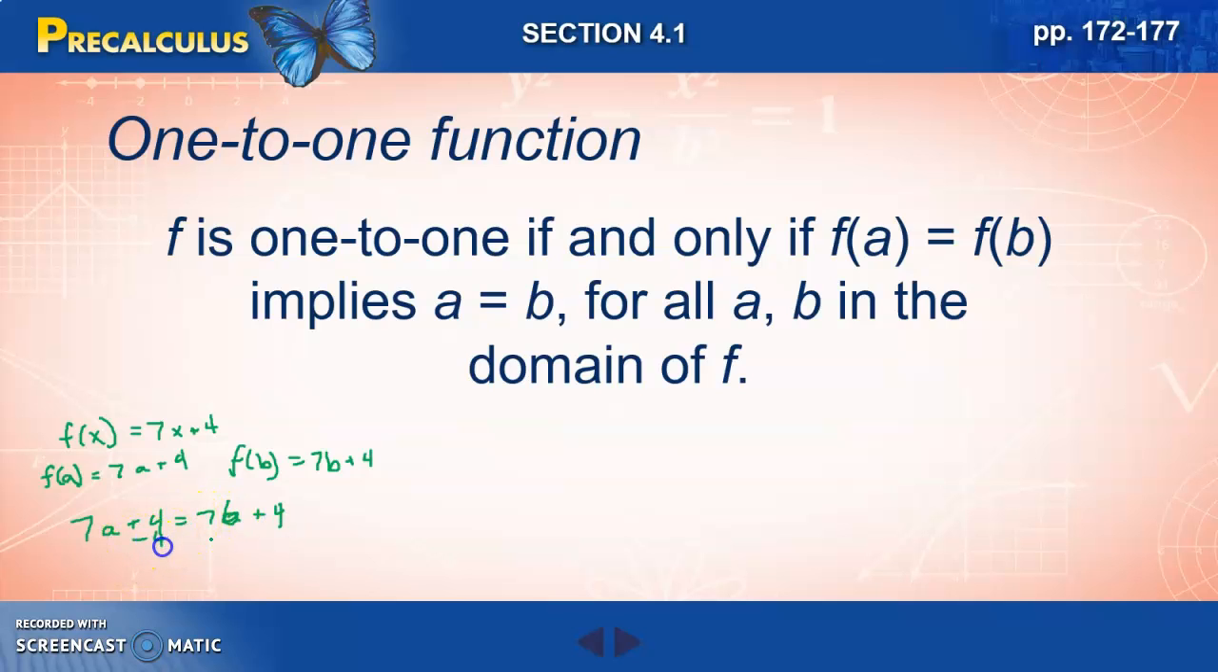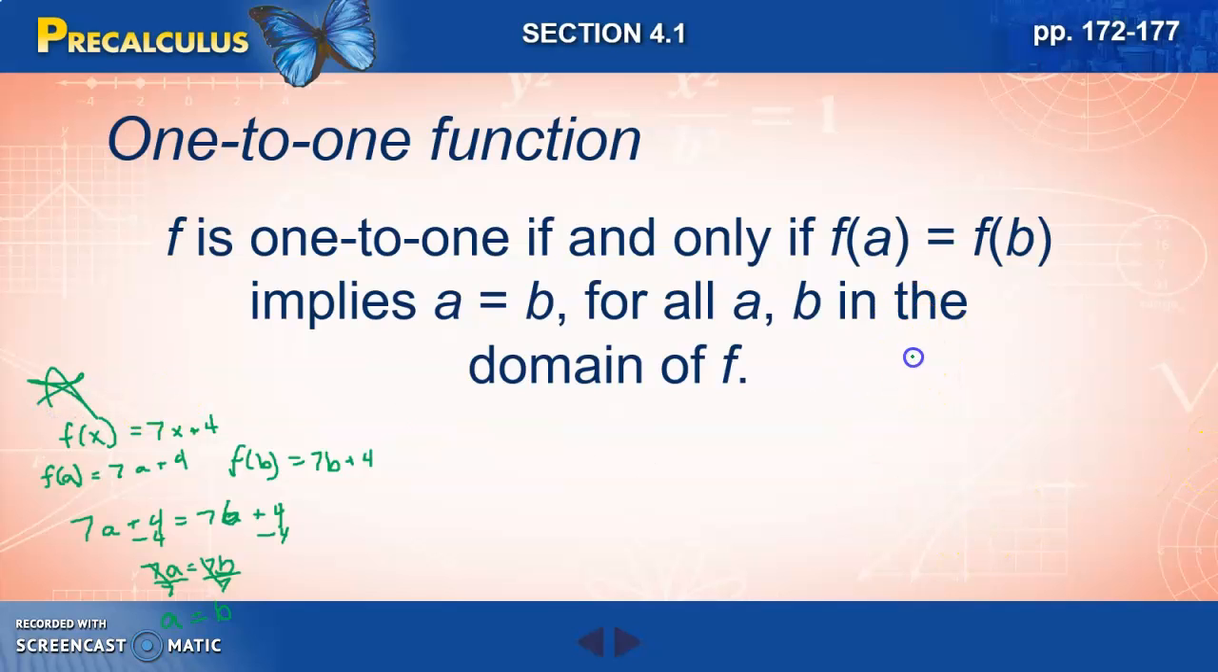Well, I'm going to subtract 4 from both sides, and when I do that, I get 7a equals 7b. Trying to isolate the a here, I'm going to divide by 7, and when I divide both sides by 7, I get a equals b. So by setting these two functions equal to each other, I do in fact get that a equals b. So this is a one-to-one function.